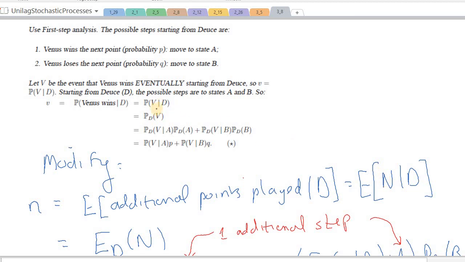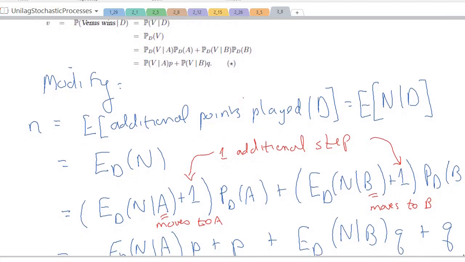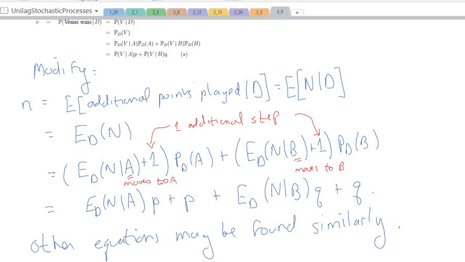So again, instead of writing this notation E of n given D, I write E_D of n, which means I'm looking at the distribution starting at deuce, and I want the number of additional points played. Let me zoom out a little bit so we get everything in. If we want to get this expectation, we can write it in terms of conditional expectations. Just as before, there are two possibilities of moving from D. You can move to A or you can move to B. So I'm breaking up my expectation in terms of those two possibilities.